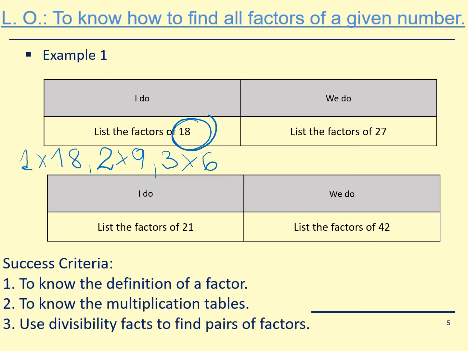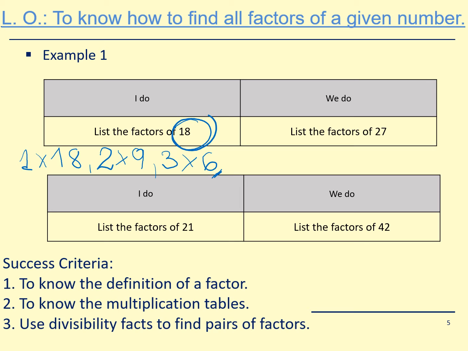18 is not divisible by 4. 5, it does not end in 0 or 5, so it's not. 6, it is divisible by 2, and it is divisible by 3, hence it is divisible by 6. 6 is already on our board. It's paired up with 3, and that's how I know I listed all the factors.